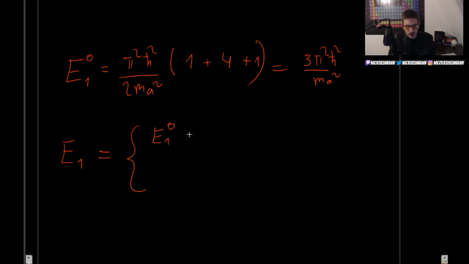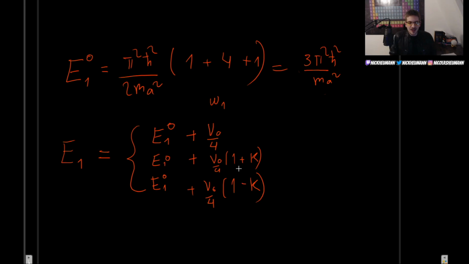I'm too lazy to write it down, plus V0 over 4. This was the case for w1. And then we have E_1^0 plus V0 over 4 times 1 plus this constant k, which you could calculate. I already forgot, it was 64 divided by 9 pi^2 or something. You can calculate that. And then we have this right here, plus V0 over 4 times 1 - k. So what we get is that the degeneracy has lifted. The states are no longer degenerate because of the perturbation.